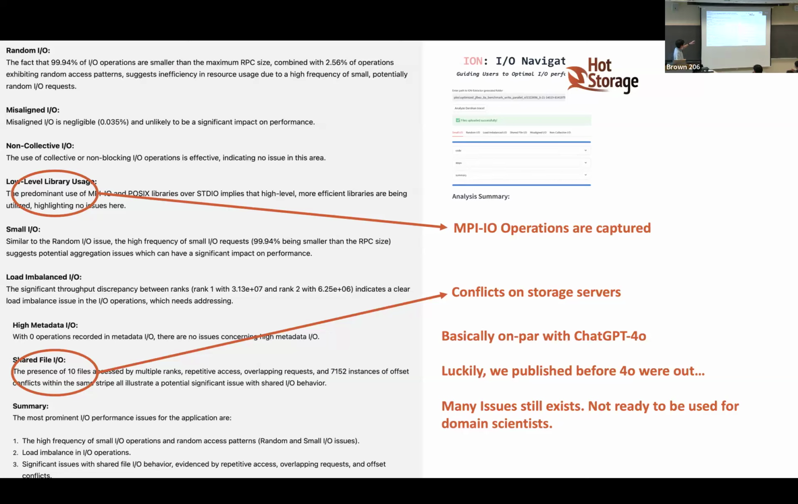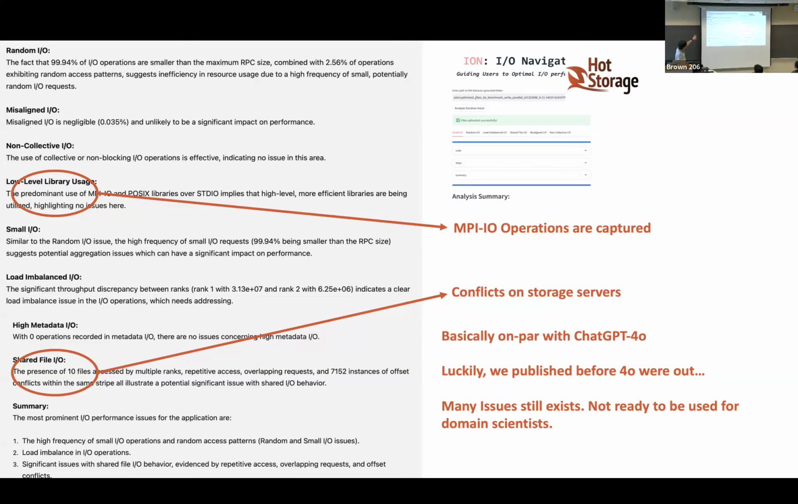And the solution, we have a tool online, and this is how it looks as output for the same workload on our system. Again, this is before 4.0 came. And you can see what it provides is more like what 4.0 has. It does not tell you you should try something, just a list of I/O issues and why they think these are issues. For example, for small I/O, it says the frequency of small requests, 99.94% being smaller than RPC size, suggests a potential application issue. So things like this.